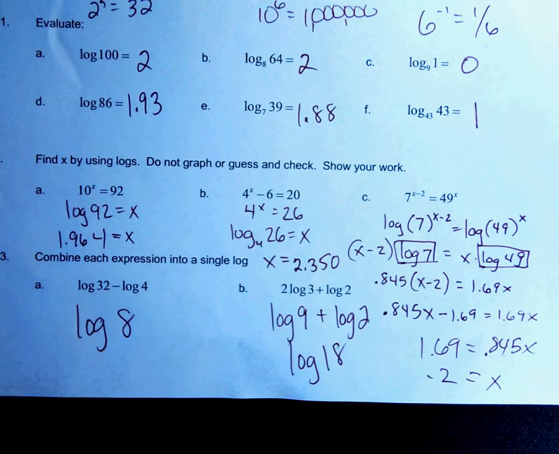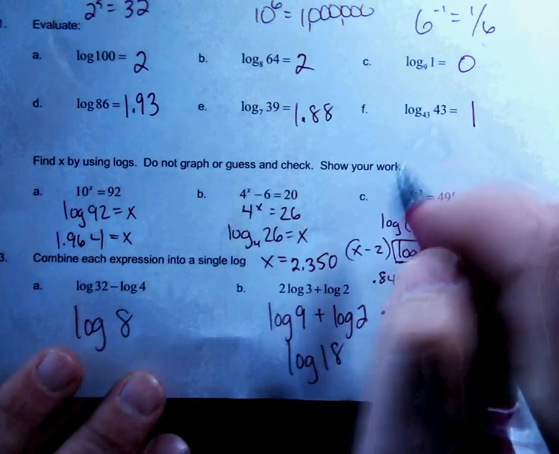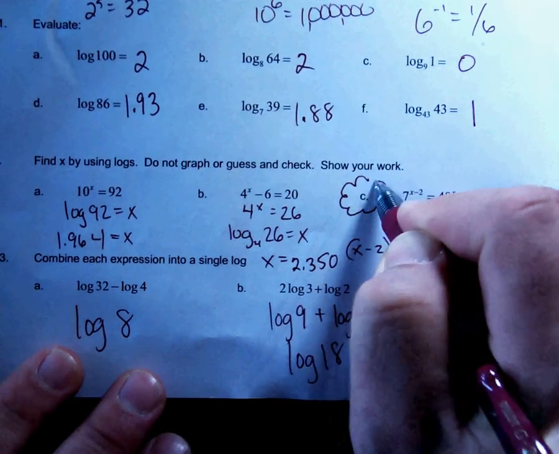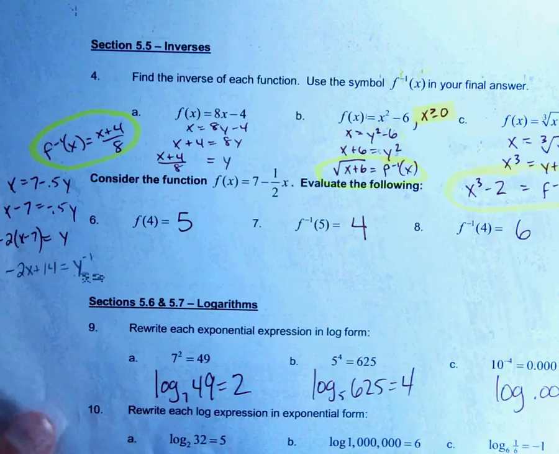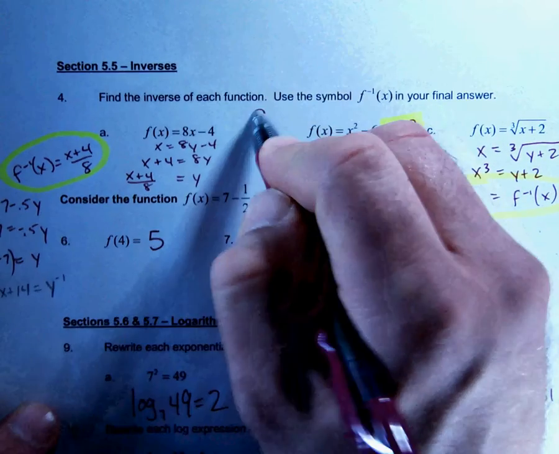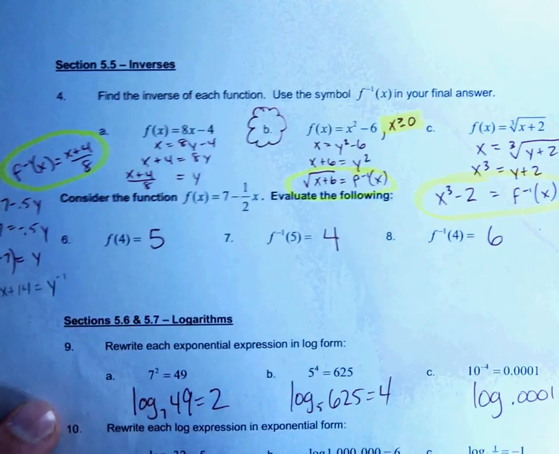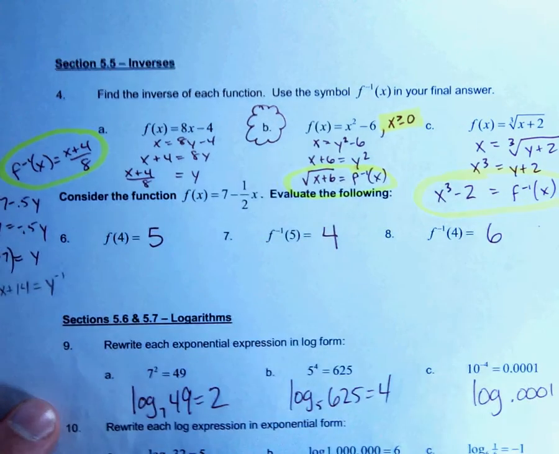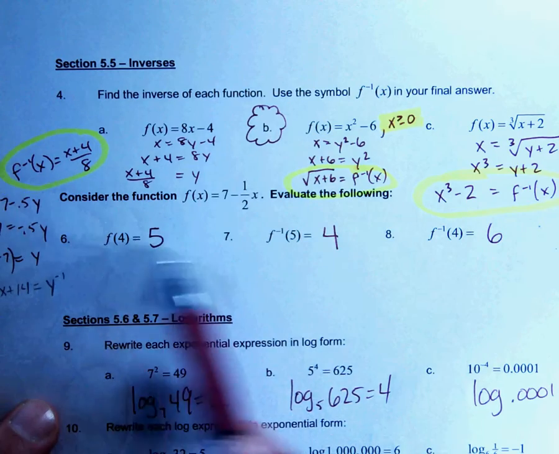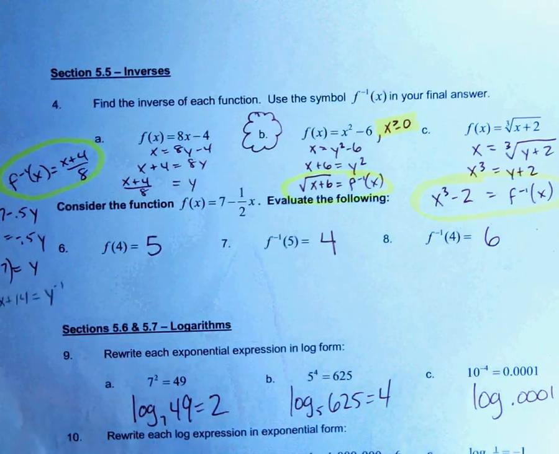Specifically, I'd like to go through some of the trouble spots here. 12C was definitely a challenging one, so we're going to go over that one in a few minutes. The inverse problems, I think we'll talk a little bit about 4B with the need to restrict the domain. Take a look at that. And then numbers 6, 7, and 8, finding the inverse. We'll definitely look at that as well.